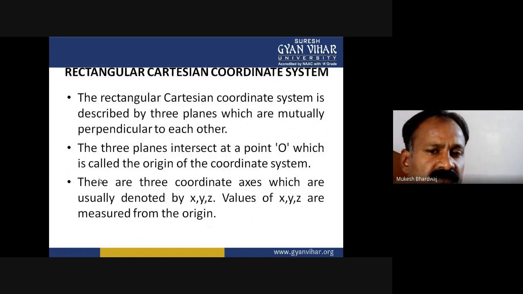The rectangular Cartesian coordinate system is described by three planes which are mutually perpendicular to each other. The three planes intersect at point O, which is called the origin of the coordinate system. There are three coordinate axes which are usually denoted by x, y, z. Values of x, y, z are measured from the origin.